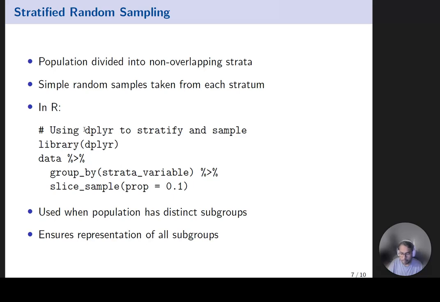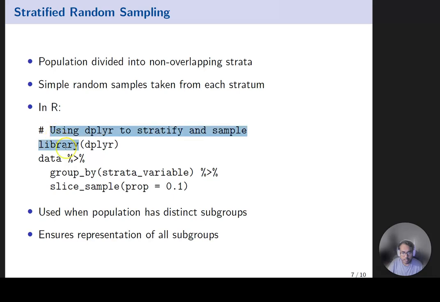For example, if we are studying voting preferences, we might want to stratify by age, geography, income, and any other dimension that you might be interested in. After dividing the population into these non-overlapping strata, we take a simple random sample from each of these groups. This ensures that we get representation from each group in our final sample.